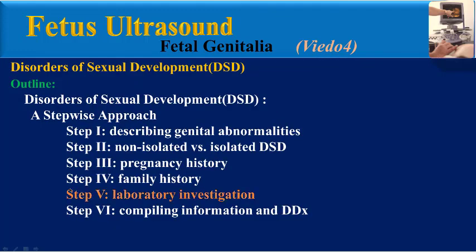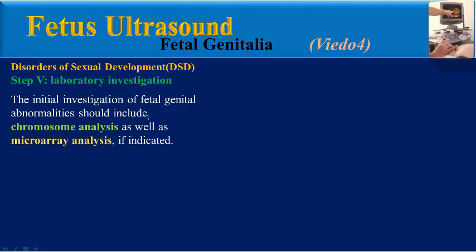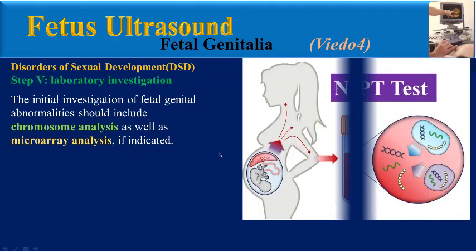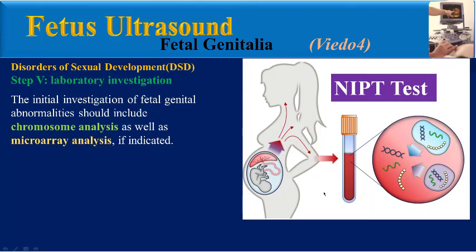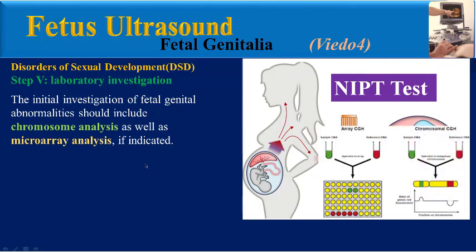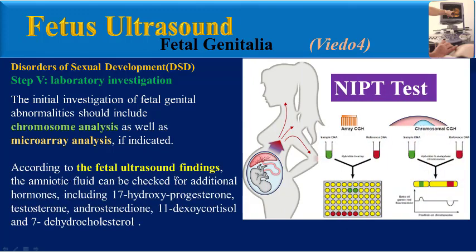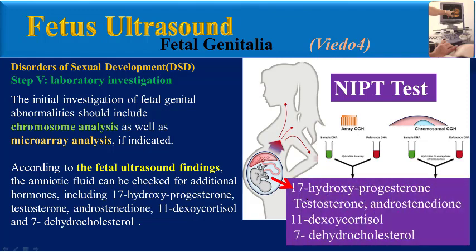In step 5, we must request all laboratory investigations which are required. The initial investigation of fetal genital abnormalities should include chromosome analysis as well as microarray analysis if indicated. According to the fetal ultrasound findings, the amniotic fluid can be checked for additional hormones including 17-hydroxyprogesterone and other specific hormones.